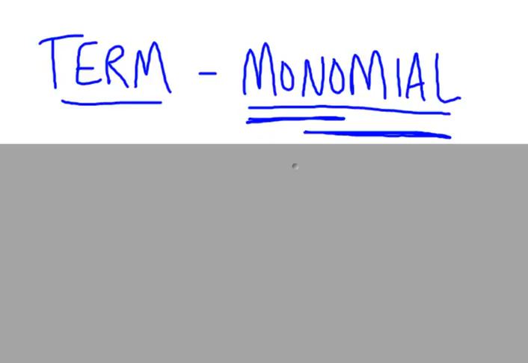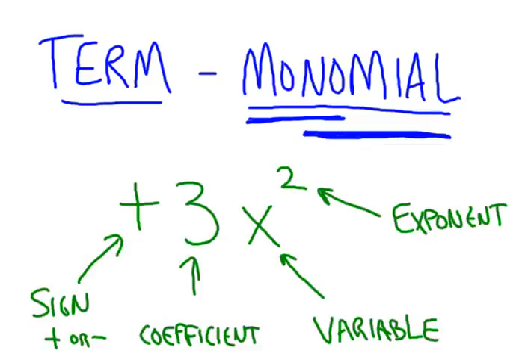And we're going to start at the basics, which is we're going to talk about terms. And another word for term is monomial. The word mono means one, and nomial means number. So what we're going to talk about first here is just one number, but it's going to look much bigger and uglier than that. It looks like this.